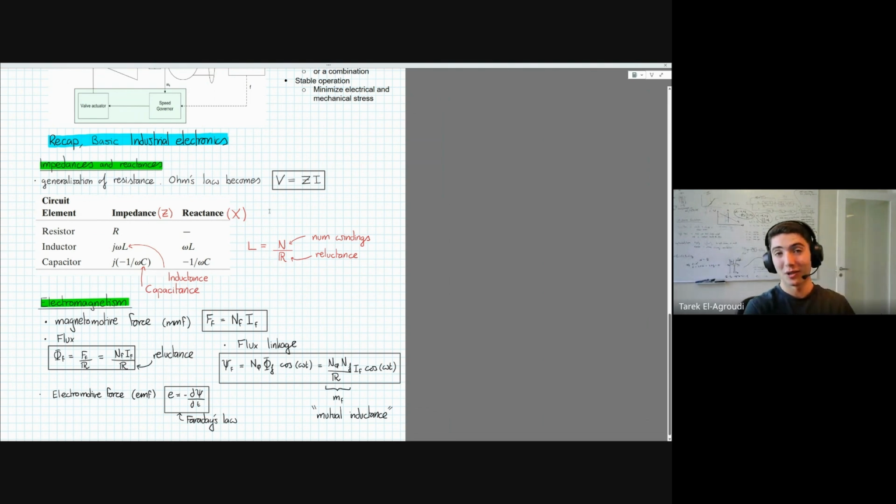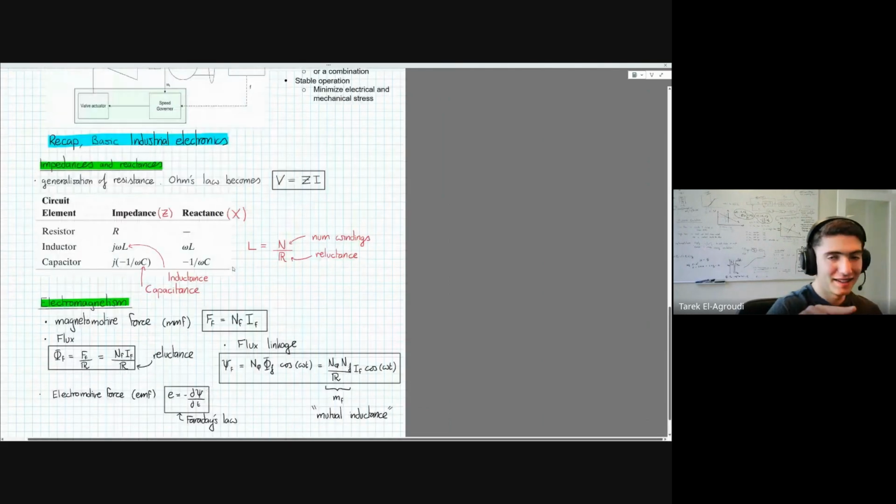Inductors are the most important for synchronous generator analysis, and that's because synchronous generators are just a bunch of coils and inductors are coils. So the focus will be on inductors. Inductance is defined as N squared over R, where N is the number of coils. So the more coils you have, the more your inductance is. And it's inversely related to something called reluctance. And reluctance can be thought of as some sort of resistance to magnetic flow.